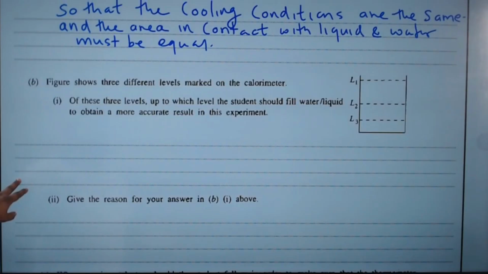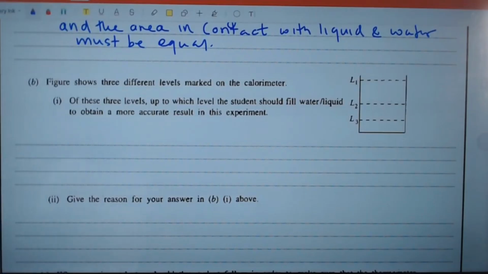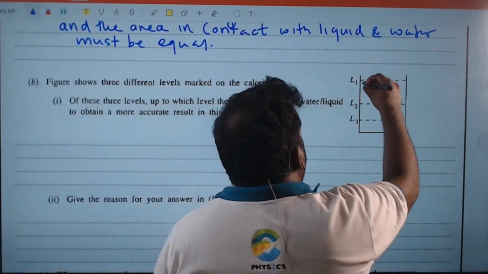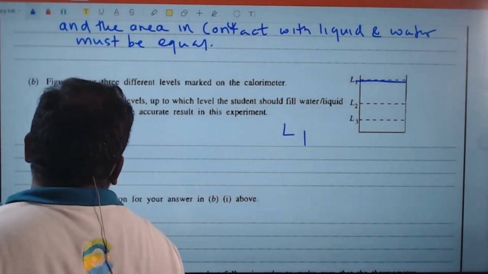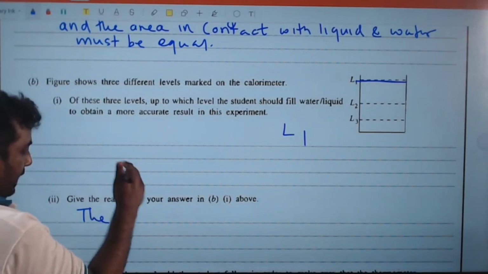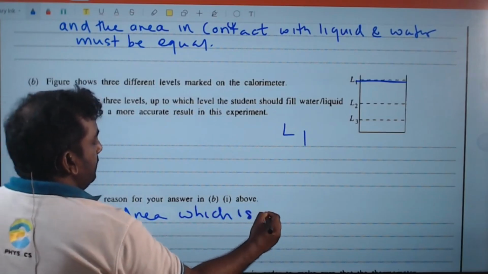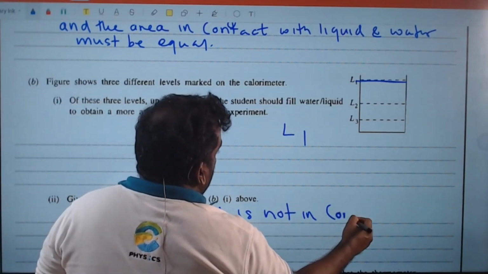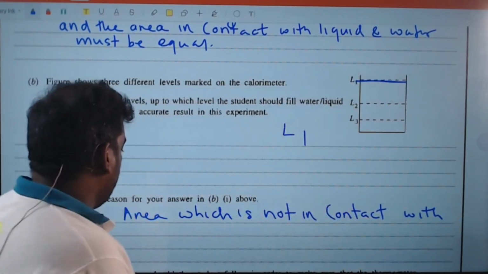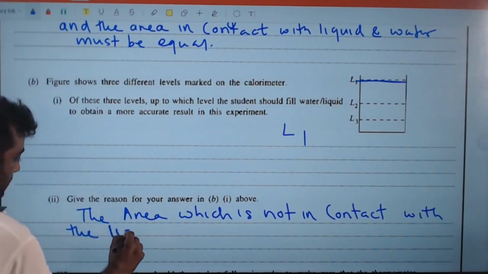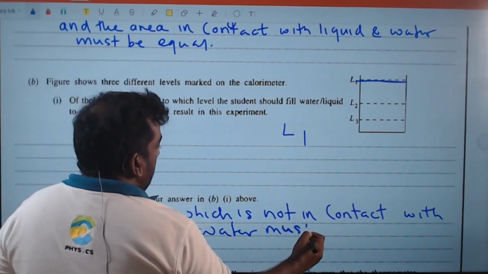Figure shows different levels. Of these 3 levels, up to which level the student should fill the liquid? Up to which level? L1. Give reasons. The area which is not in contact with the liquid or water must be minimum.